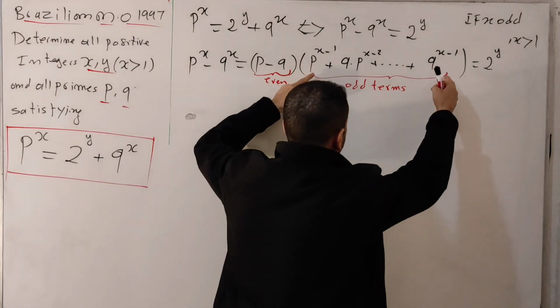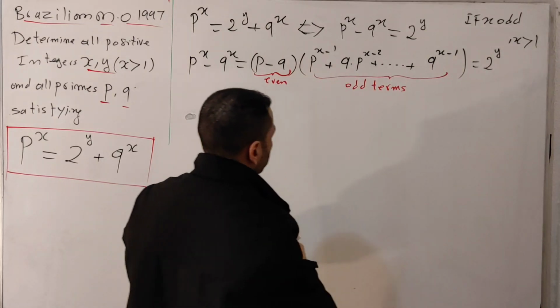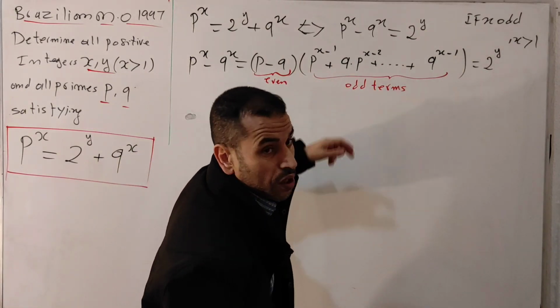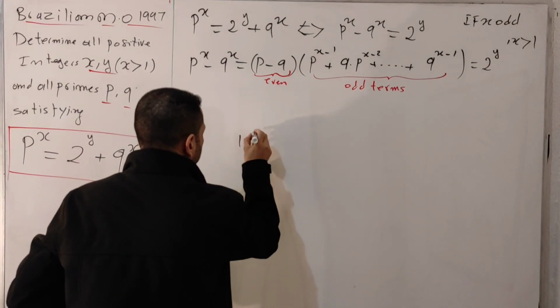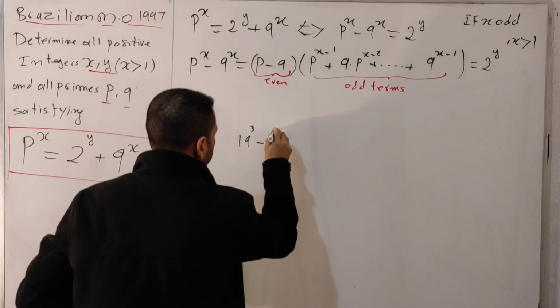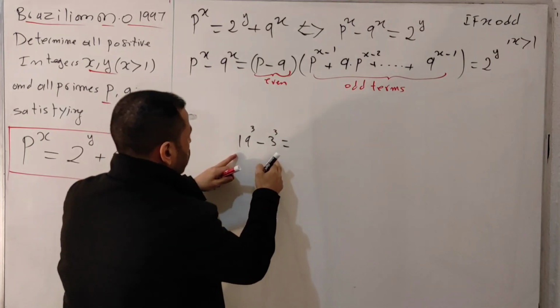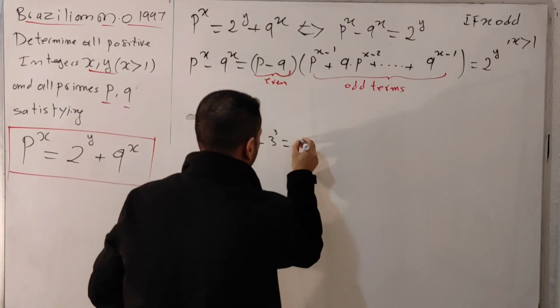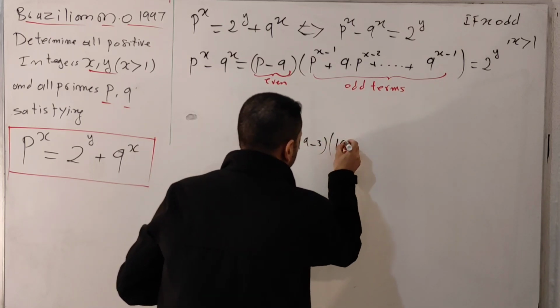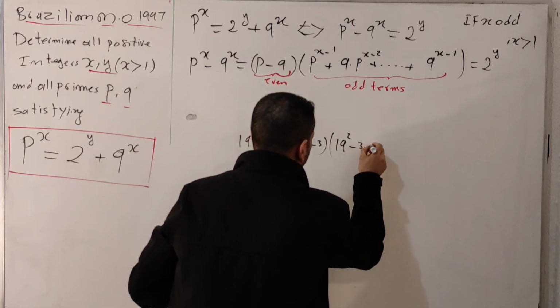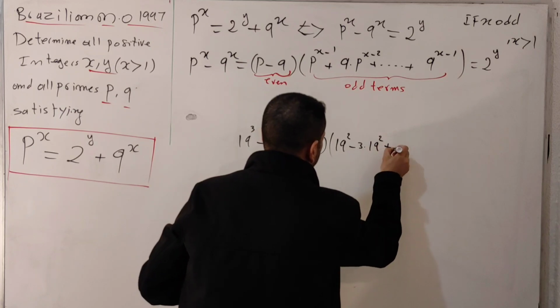That means this expression is odd. Okay, let's take the concrete example. For example, if we have 19 cubed minus 3 cubed, if I'm going to factor this one in the form of the product, we will have 19 minus 3 multiplied by 19 squared plus 19 times 3 plus 3 squared.